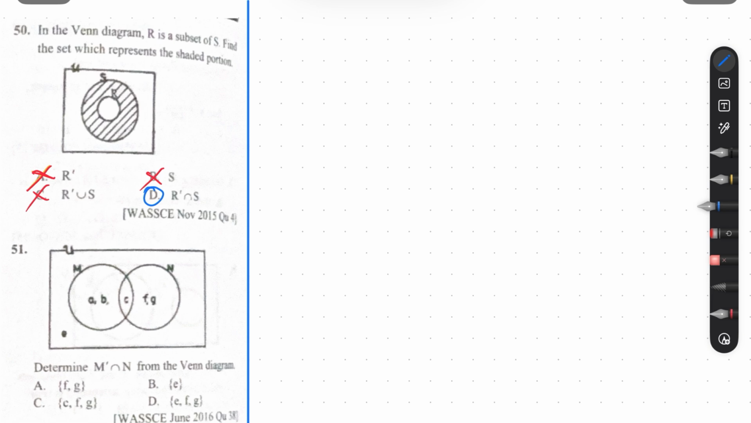In the previous session, we forgot to solve question number 51. So we start from question 51. We ended on question 50. So in this session, we start from question number 51.